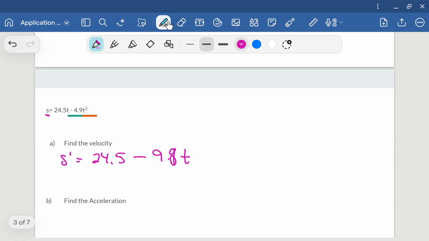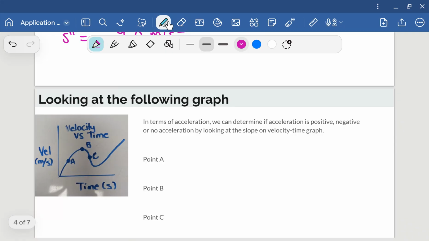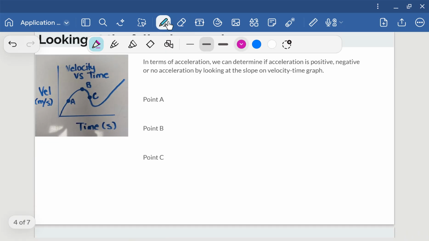And then our next one, if we want to find the acceleration, then we would take the second derivative. So the derivative of a constant is just 0. Take that second derivative, you get negative 9.8. And then acceleration is meters per second squared. If we were actually figuring out some values for velocity, our unit would be meters per second, since it's in meters and seconds. The other part with section 3.1 and 3.2 would be looking at a graph.